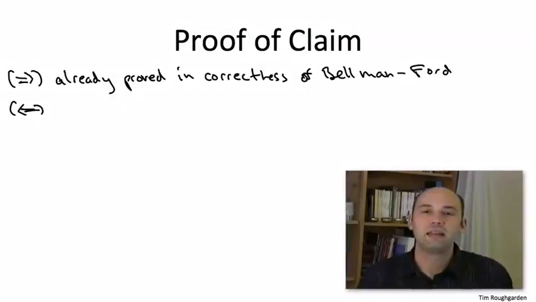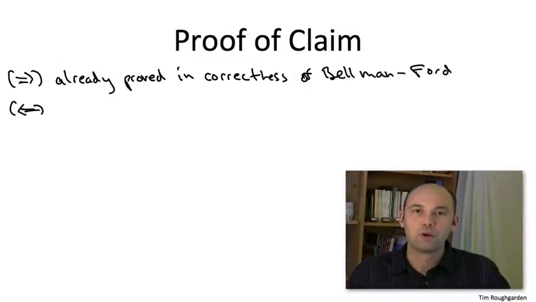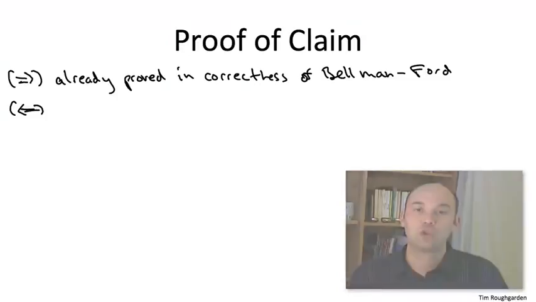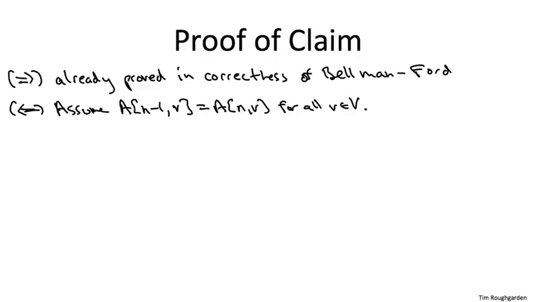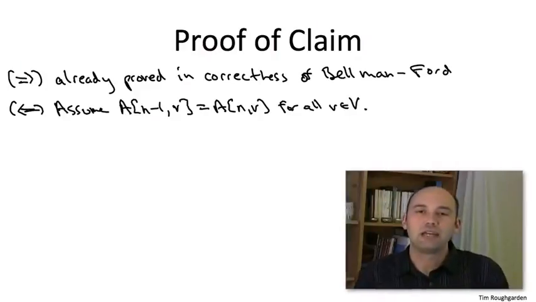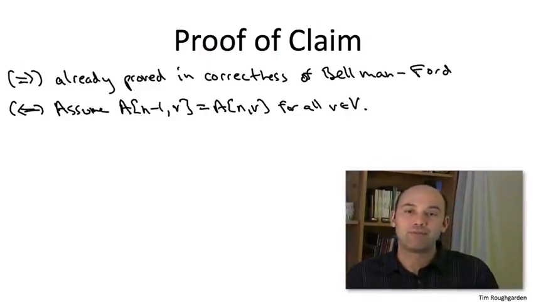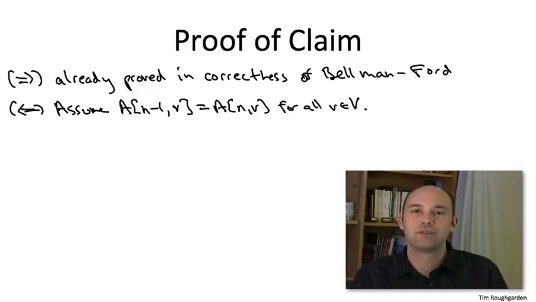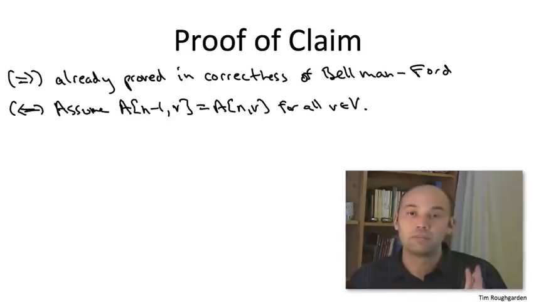The content then is the reverse direction. So let's assume that we run Bellman-Ford an extra iteration, and none of the subproblem solutions change. Now, I warned you there was this edge case when the input graph doesn't have a path from S to all other vertices and you have infinite distances. I'll leave those details to you. So let's just focus on the case when there is a path from S to everything else, and in particular, these subproblem values are going to be finite.